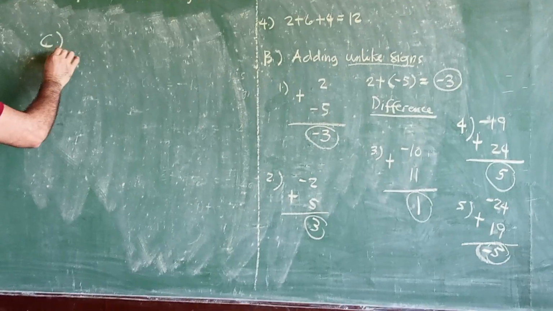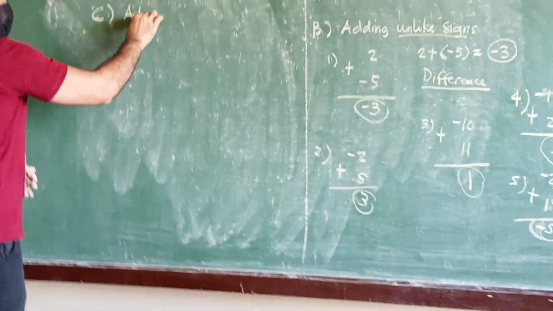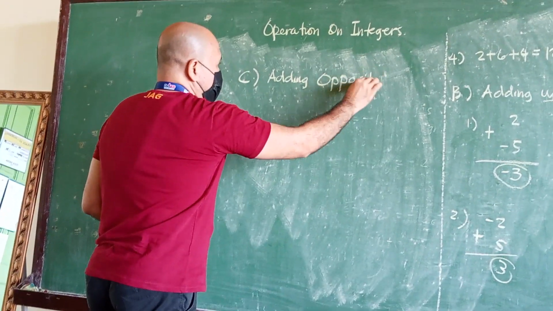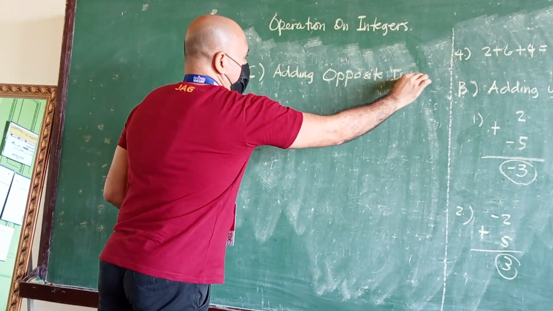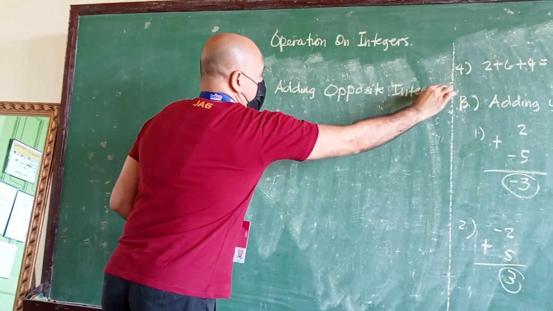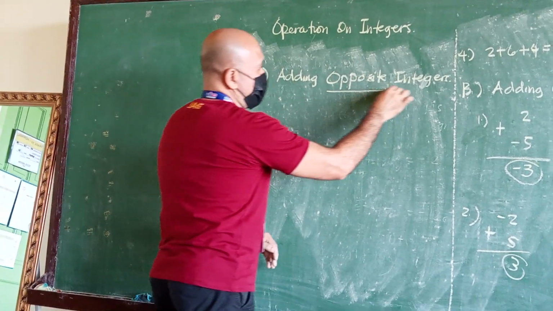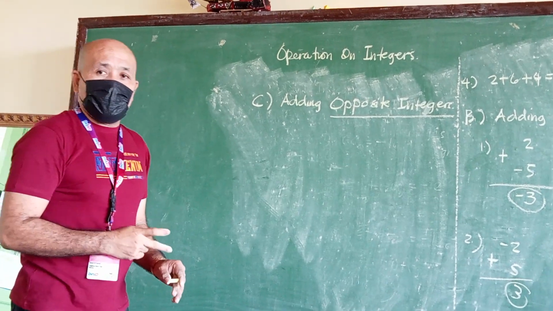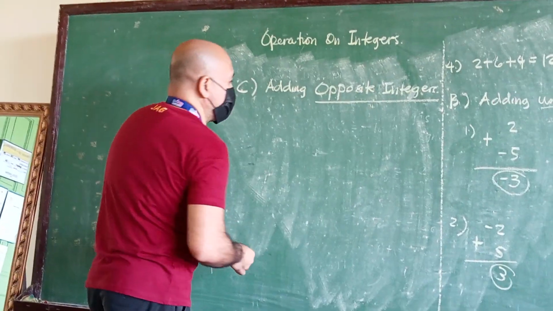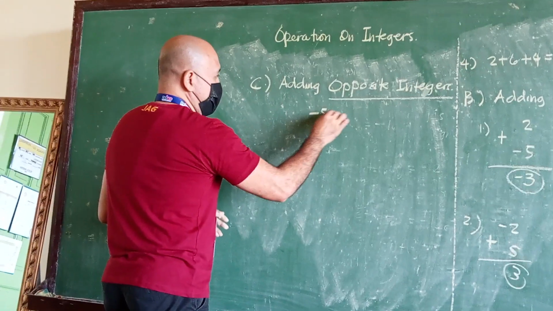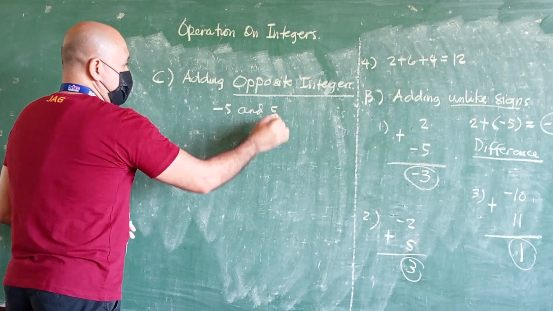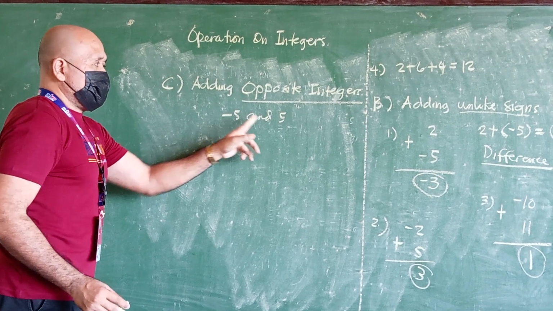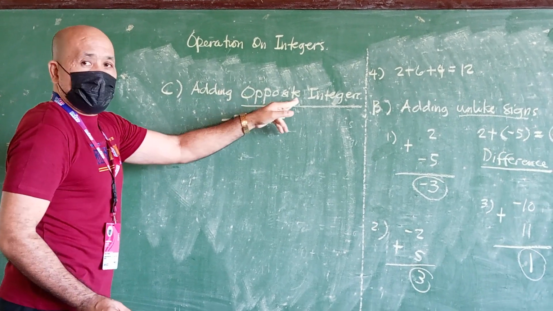The next is adding opposite integers. Could you still remember the idea of opposite integers? These are two integers having the same number, but their signs are not the same. Example, you have negative 5 and positive 5. These two integers have the same numbers, but their signs are not the same. So that is why they are considered opposite integers.